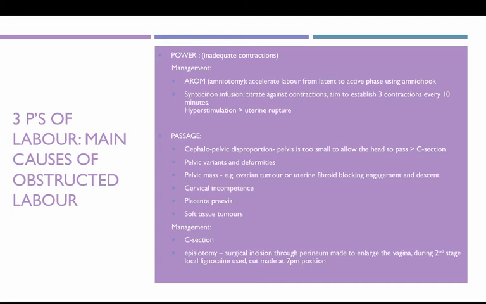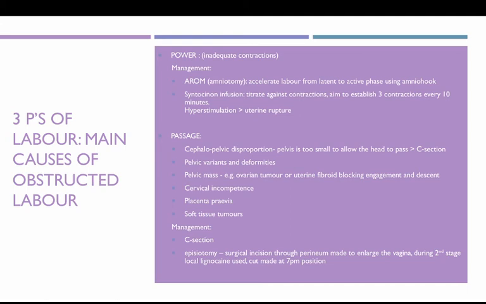The next P is passage. Examples of problems with passage would be cephalopelvic disproportion. If the pelvis is too small to allow the head to pass, in this case you might need to opt for a C-section. Also any pelvic masses or pelvic variants or deformities which obstruct the passage of delivery, cervical incompetence, placenta previa or soft tissue tumours.